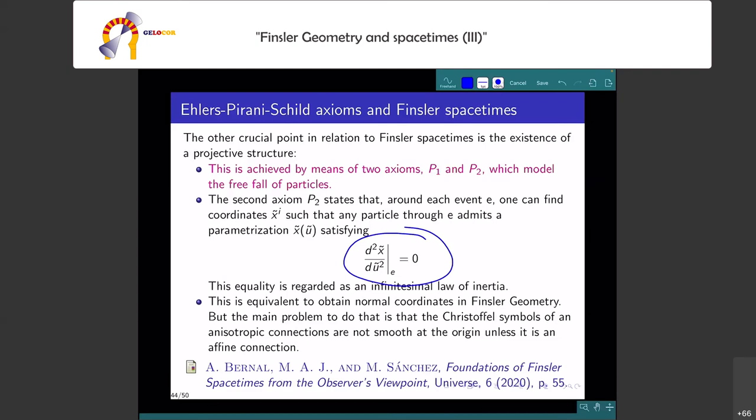You can deduce that there is an affine connection which is not anisotropic, but there is again a problem of differentiability. You can find this in this paper in collaboration with Bernal and Sánchez.